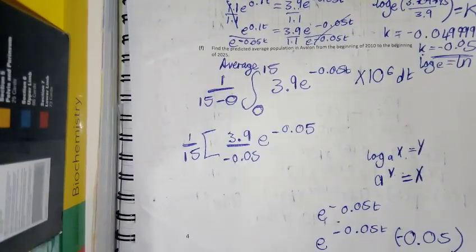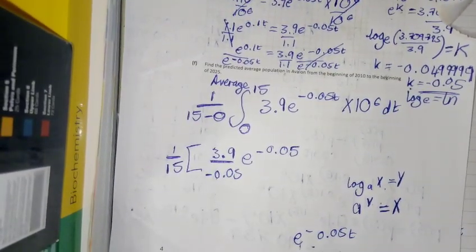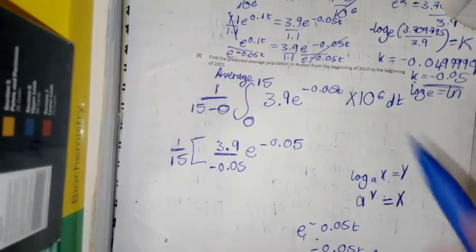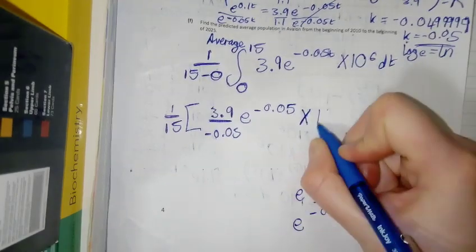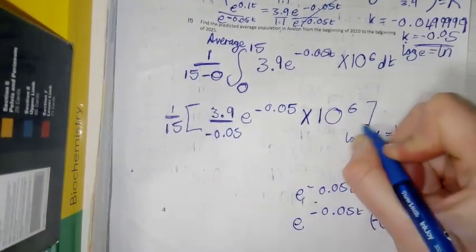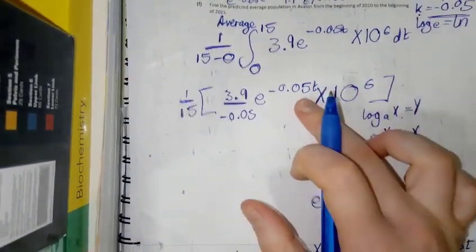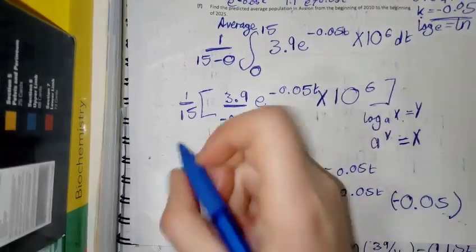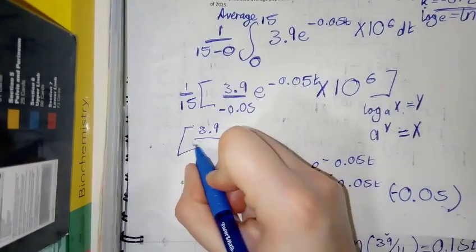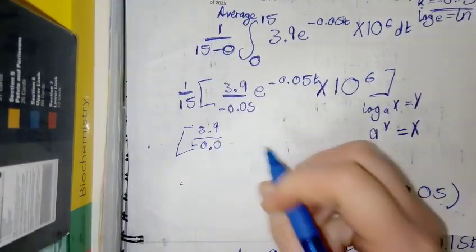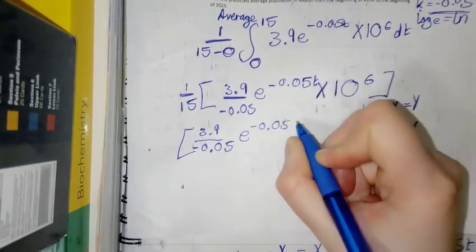So it's 3.9 over minus 0.05 e to the minus 0.05t, and that's going to be by 10 to the power of 6. It's going to be when t was equal to 15 minus when t was equal to 0. So 3.9 over minus 0.05, e to the minus 0.05 by 15.